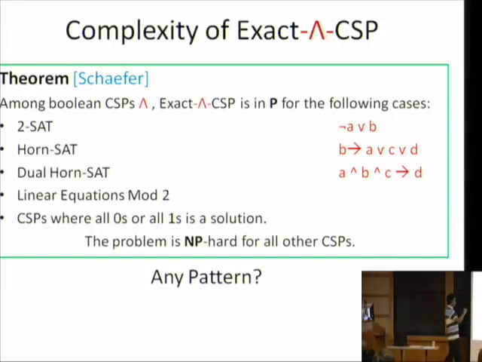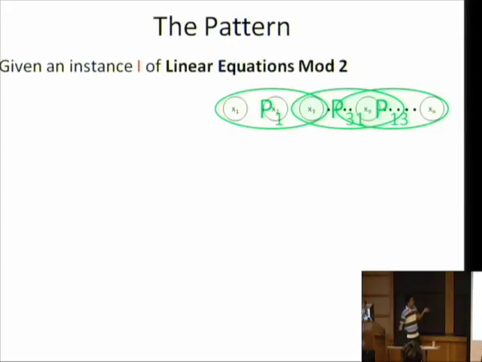So you can ask, okay, these are the polynomial time ones. Is there any pattern, any reason why these have to be in polynomial time and the rest have to be NP hard? And indeed there is a pattern, and people have been studying this for a while now. So let's look at linear equations mod 2.